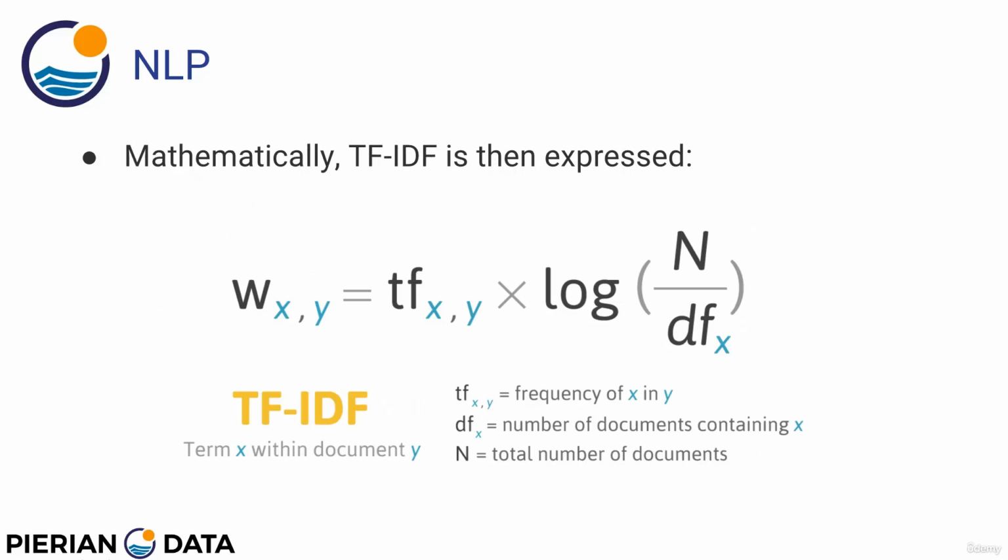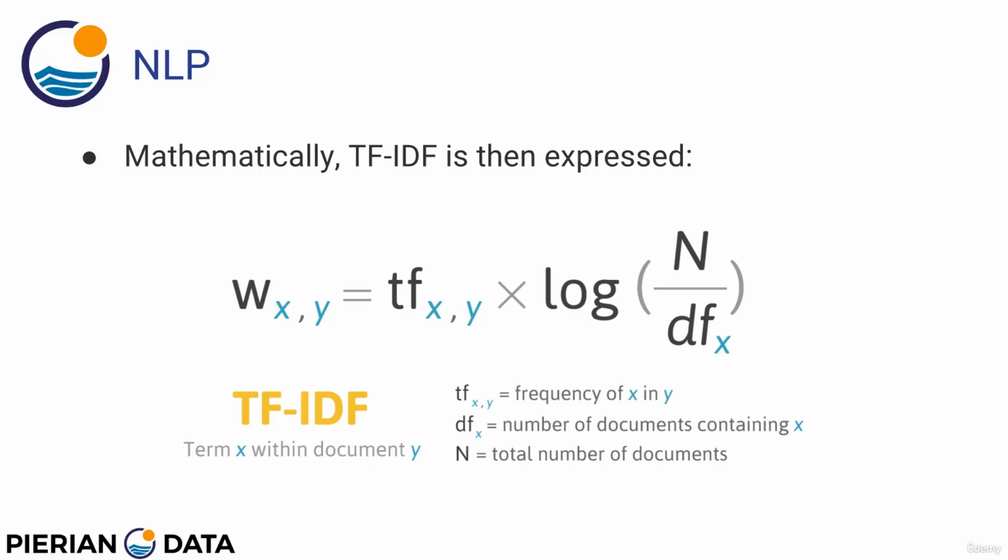Mathematically, then we can express TF IDF as the following equation. Here, we're saying term x within document y. So we can say TF x comma y is the frequency of x in y, and then we multiply that by the log of the total number of documents divided by the number of documents containing x. The reason we do this is so that we can get not just a word count, but also some sort of notation on how important a word is, not just relevant to the document, but to the entire corpus of all the documents.